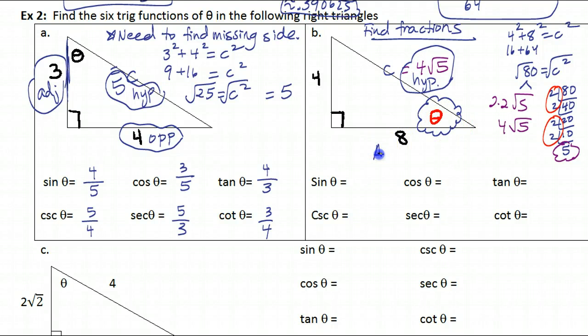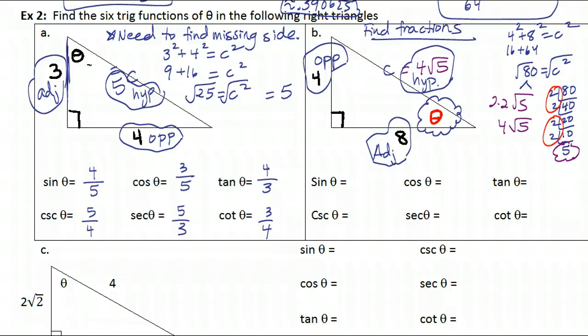So 8 is actually the adjacent side, adjacent to the angle right now. And 4 is the opposite side. Do you see what I mean? Those labels are different than over here because our theta moved. That's something that confuses students sometimes, so just take note of that.